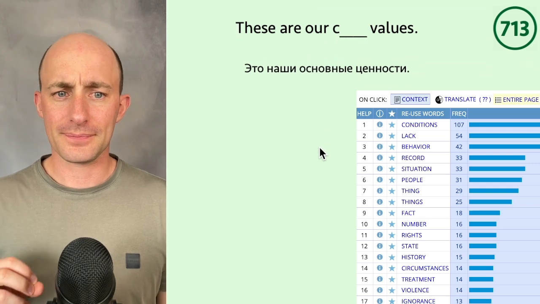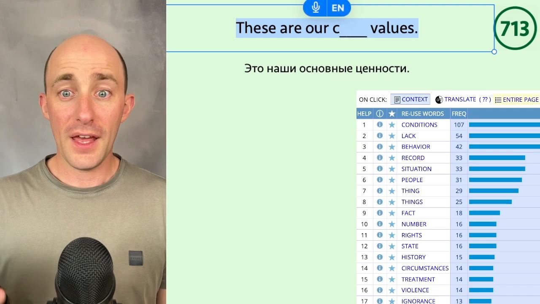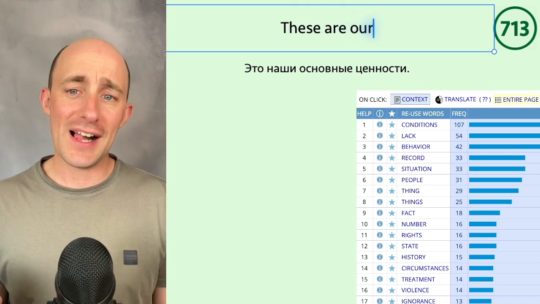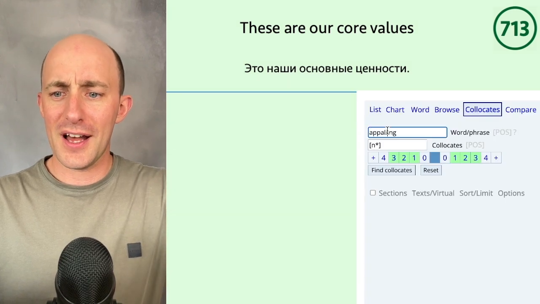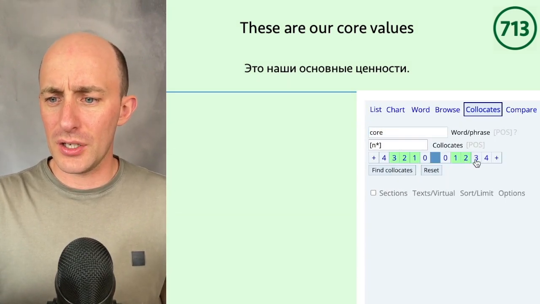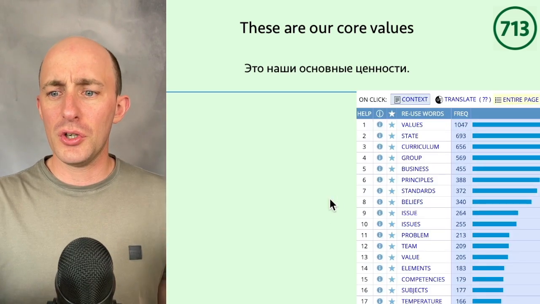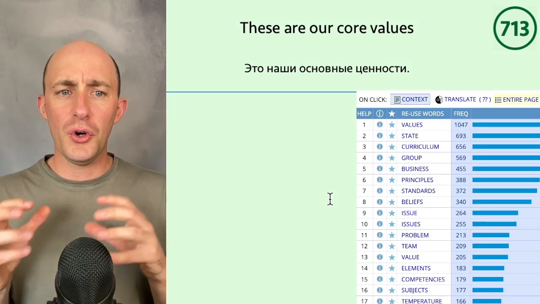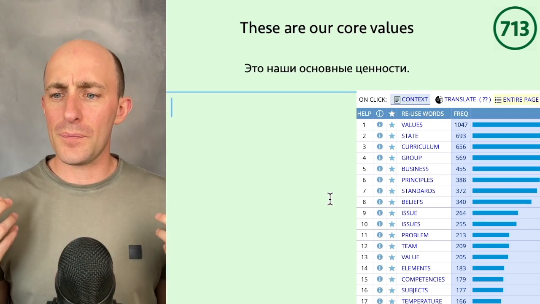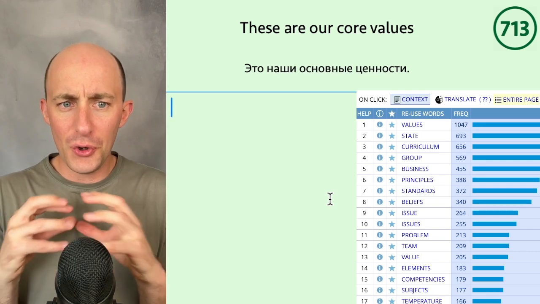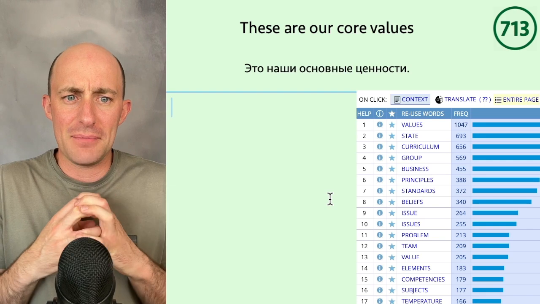The next one. Это наши основные ценности. These are our core values. We often talk about core values. What else can be core? Let's have a quick look. So we get words directly after core. Core values. You can talk about the core curriculum at school, like основная. Core principles, core beliefs, core ideals, the things that are right at the center, right at my core.